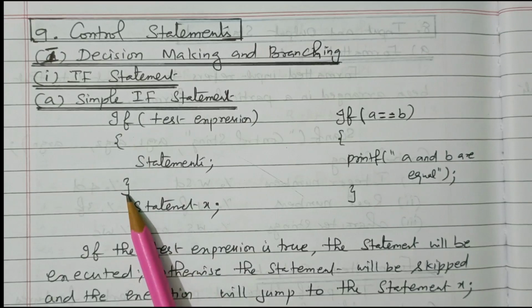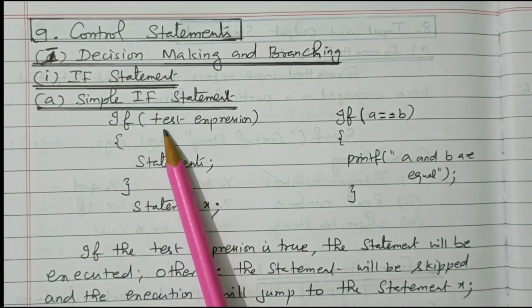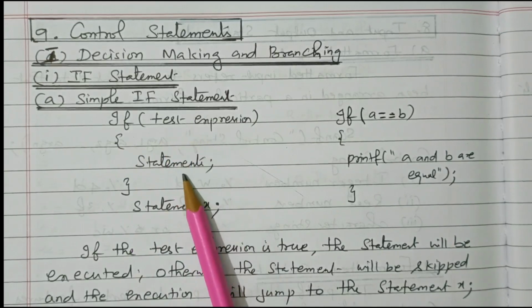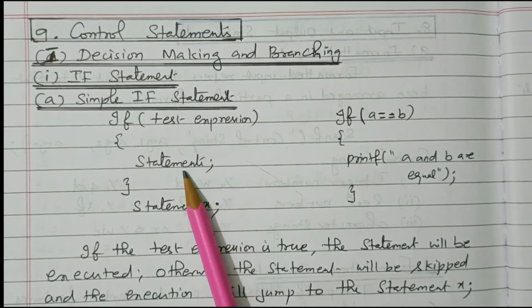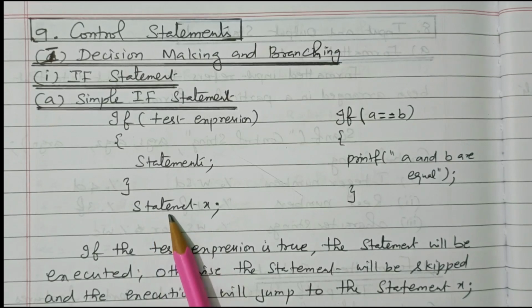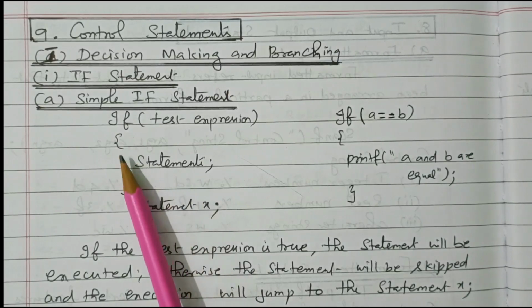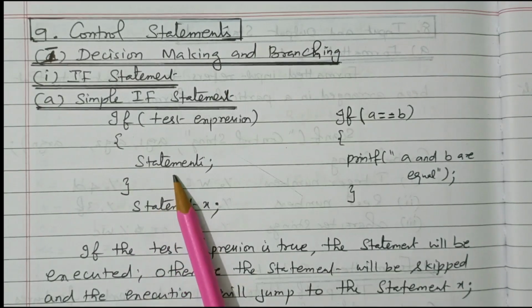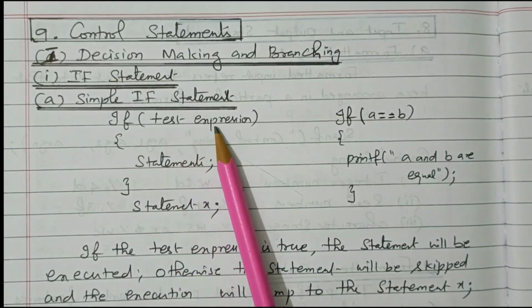The statements available between the open and closing braces are executed. Suppose the condition is false, these statements will not be executed. Only if the condition is true, these statements will be executed. Otherwise it will go to the statement X. Statement X means the normal statements available in the flow of the program, right? The statements inside the open and closing braces will be executed if the condition is true and will not be executed if the condition is false.